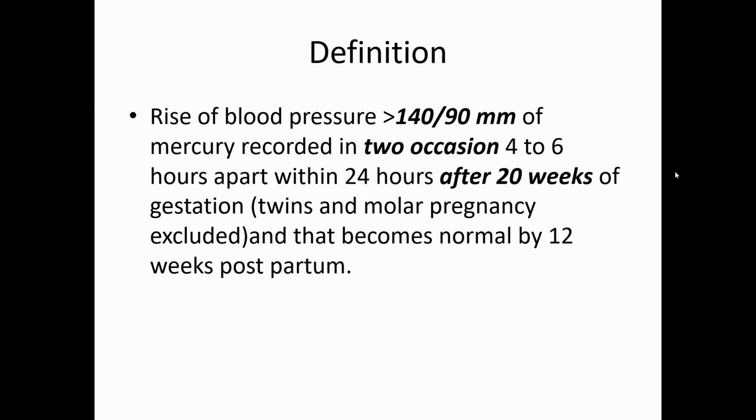So hypertension in pregnancy is defined as a rise of blood pressure of systolic more than 140 and diastolic more than 90 millimeter of mercury, which are recorded on 2 occasions, 4 hours apart, after 20 weeks of gestation.